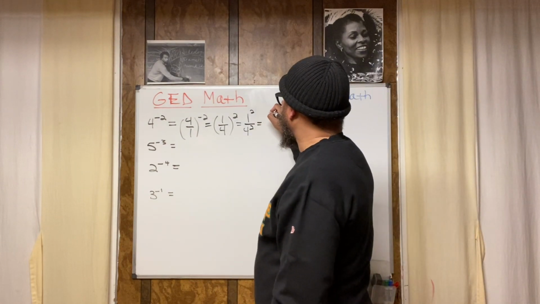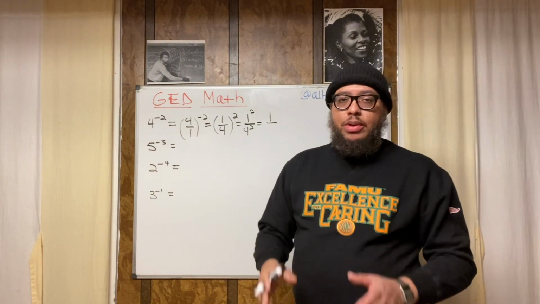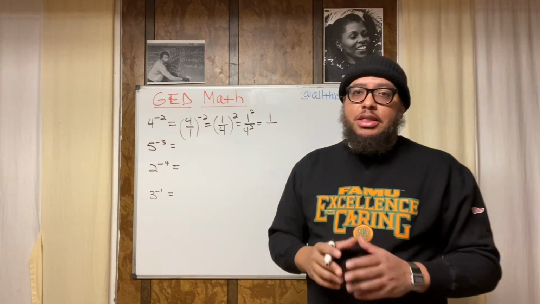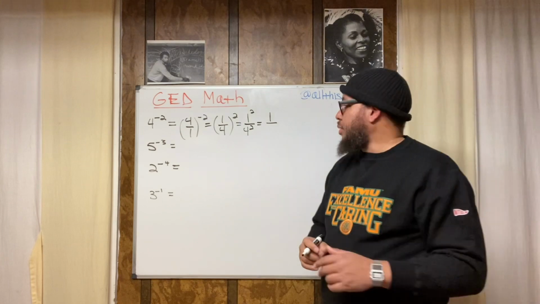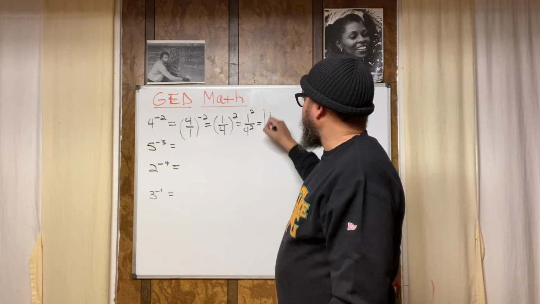So 1 to the second power is 1. And 4 to the second power is not 8. I know that's a very common mistake. 4 to the second power is not 8. 4 to the second power is 16. So we got 1/16.